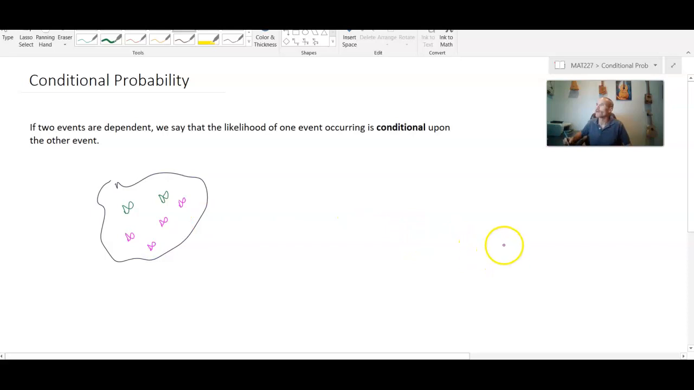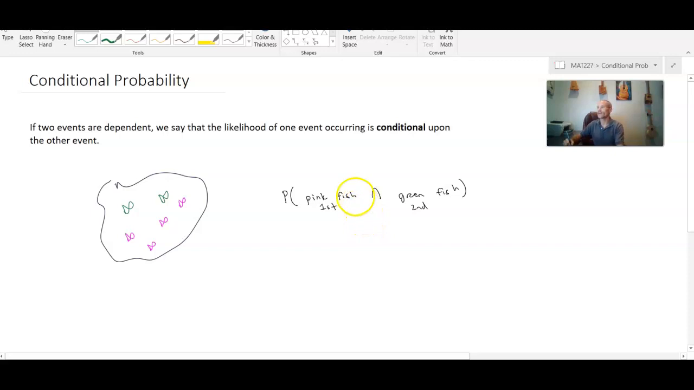There we go. All right, so now we want to figure out what the probability is that we draw a pink fish and a green fish. And we're going to say that these are going to happen in this particular order. So pink fish first, and then green fish second. Okay, now these are actually sets.